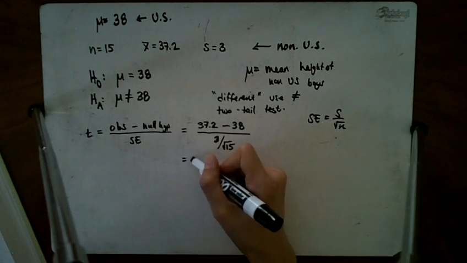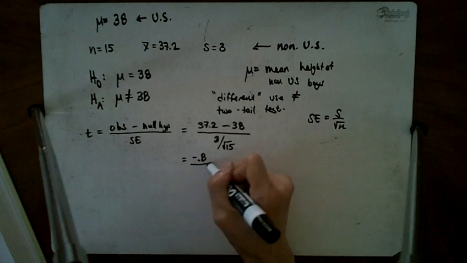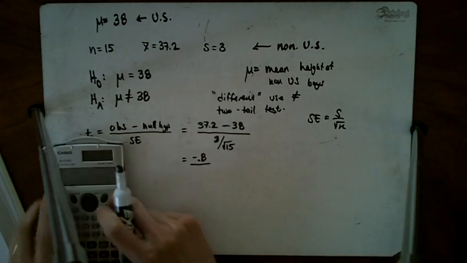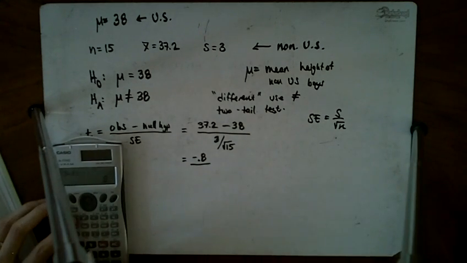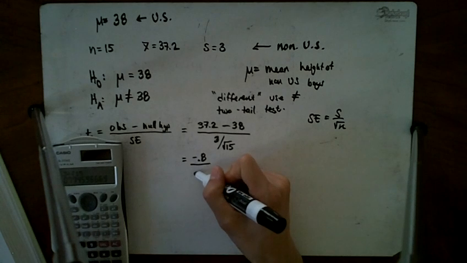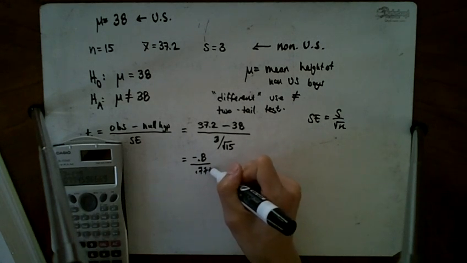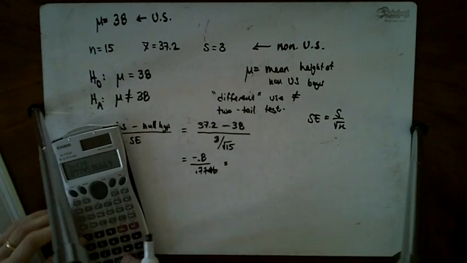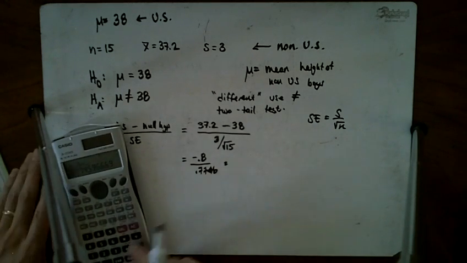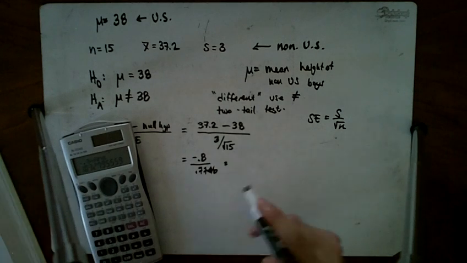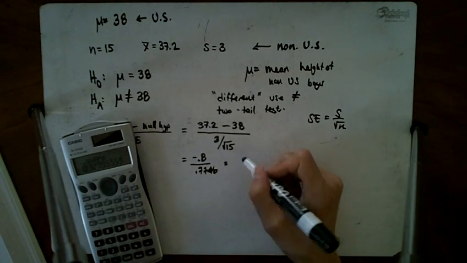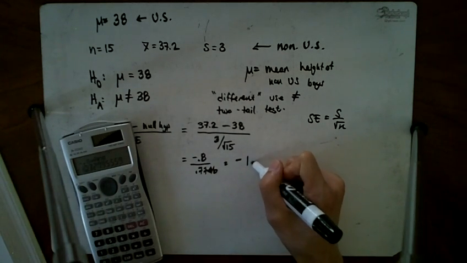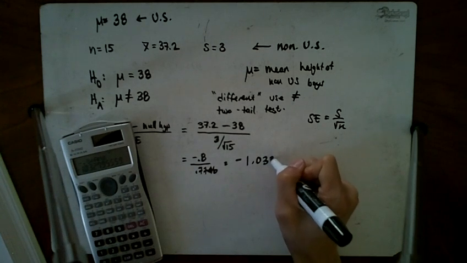37.2 minus 38 gives me negative 0.8 on the top, and on the bottom I have 3 divided by the square root of 15, which gives me 0.7746. If I just do negative 0.8 divided by the answer, I don't have to worry about rounding, and I get a t-statistic of negative 1.033.